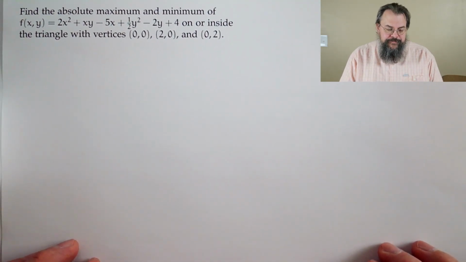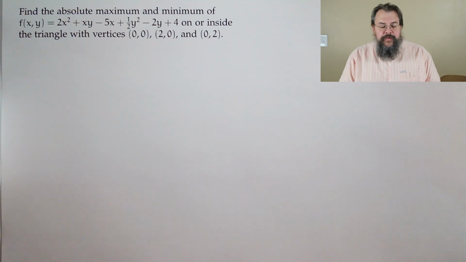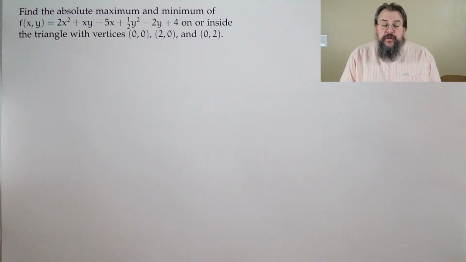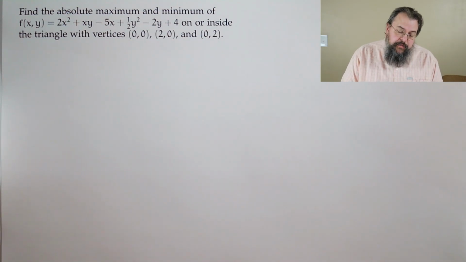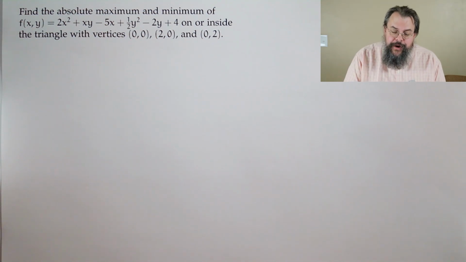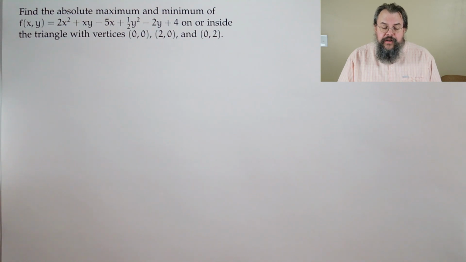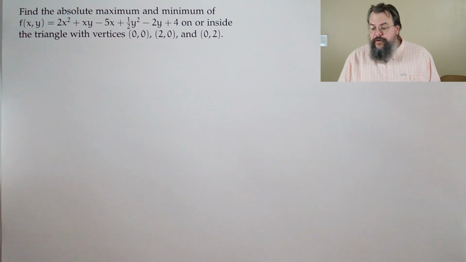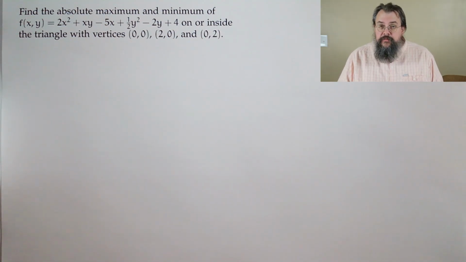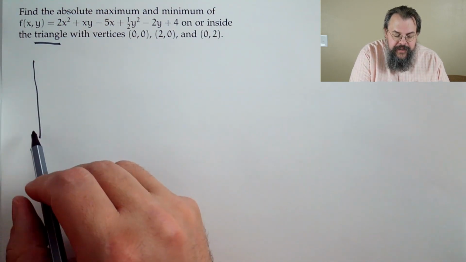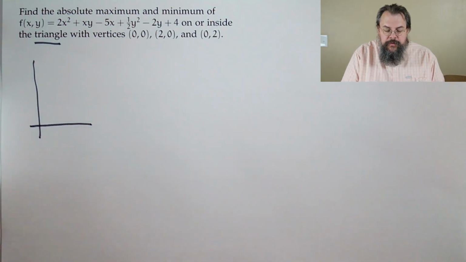Ah, the dream. So our next problem. Find the absolute maximum and minimum of this function. F of xy is 2x squared plus xy minus 5x plus a half y squared minus 2y plus 4 on or inside the triangle with vertices at 0, 0, 2, 0, and 0, 2. Okay, so let's sketch. We know it's a triangle. Aha, because it tells us that. And we can actually mark it, right? Where are the vertices at?